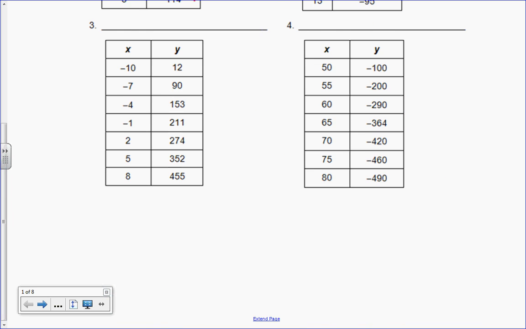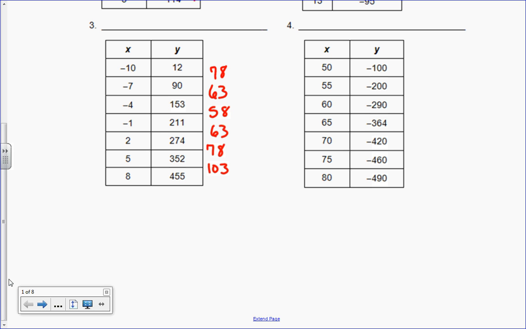Alright, go down here to 3 and 4. Doing the same thing. We're subtracting. Okay, start at the bottom. Got 455 minus 352 makes 103. 352 minus 274 makes 78. 274 minus 211 is 63. 211 minus 153 is 58. 153 minus 90 is 63. And 90 minus 12 is 78.